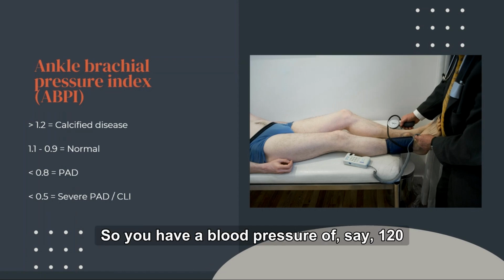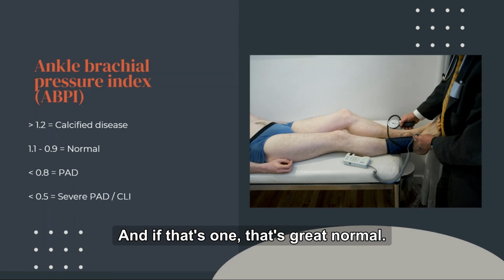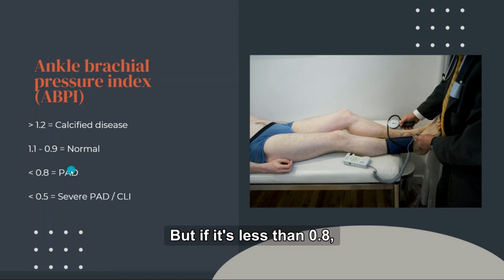So you have a blood pressure of, say, 120 in the brachial artery, and then you put this probe down at the foot with the cuff over the calf, on the dorsalis pedis or the posterior tibial artery. If it's 120 systolic again, then you've got a normal ankle brachial pressure index. It's the ankle pressure divided by the brachial pressure. If that's 1, that's great, normal. But if it's less than 0.8, then you've got peripheral arterial disease.